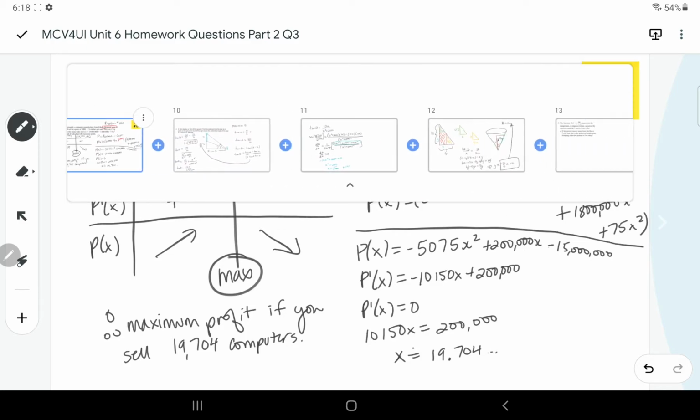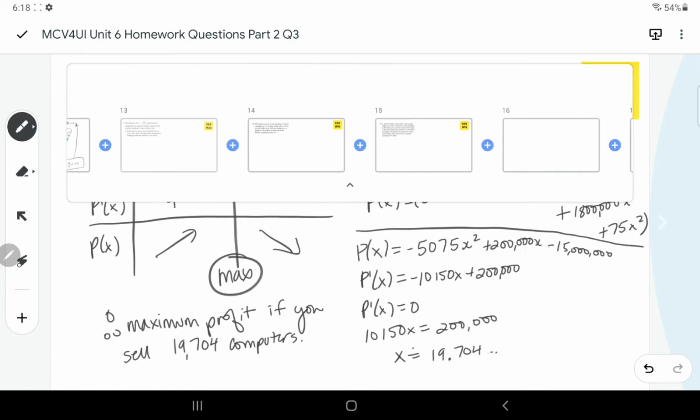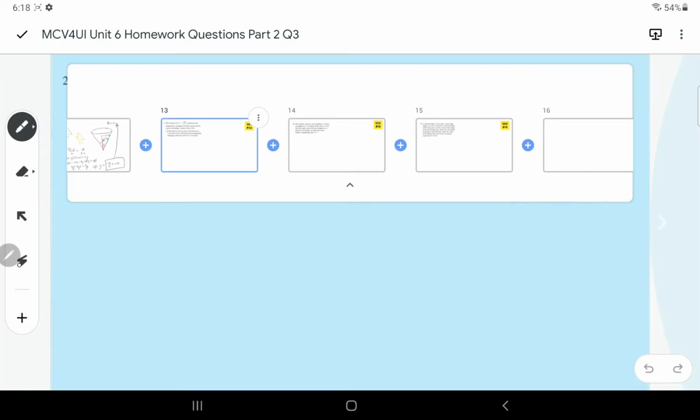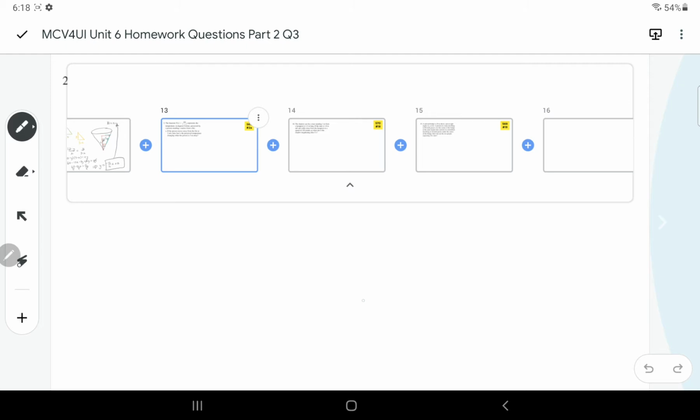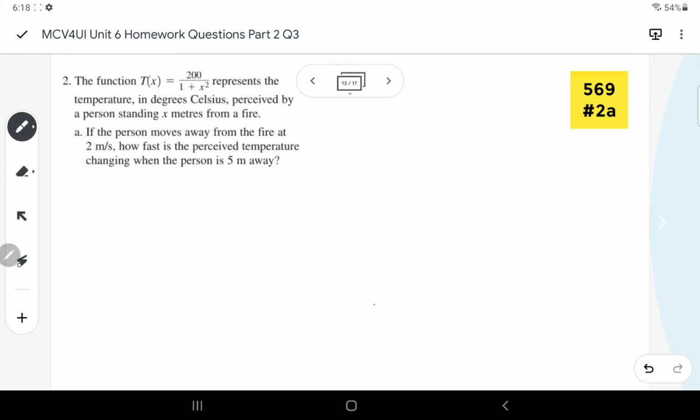So I had a couple extra slides in here just from doing some other homework questions, and then we have some on the related rates.